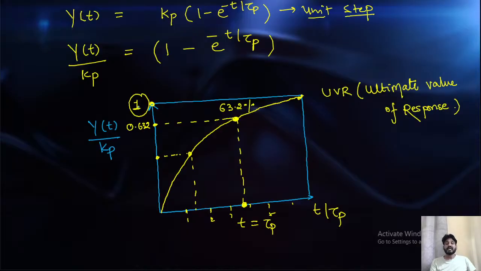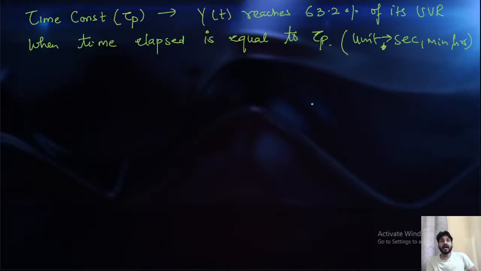Now let's try to build the graph of it. y(t) is equal to Kp into (1 minus e raised to the power minus t divided by tau p). If I draw the graph of y(t) divided by Kp, I will get this kind of graph. This last value is called UVR, the ultimate value of response. As its name suggests, it is the level at which my response ultimately wants to be. Now, how do I define tau p, guys?